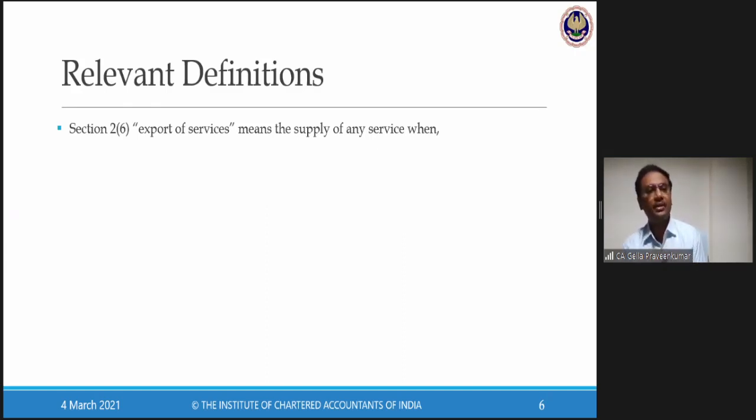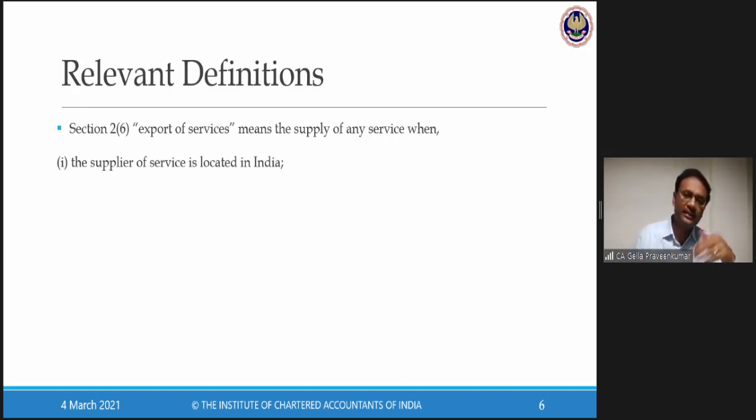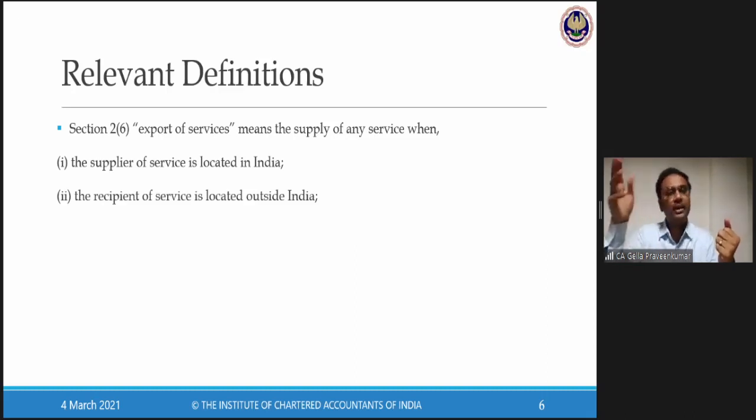Coming to my definition called export of services. This is one definition which is very important from my service tax law point of view. Why so? A lot of debate and misunderstanding happened with respect to this definition. This says whenever you say it is an export, my supplier of service is located in India. Only when service is triggered from India can I say it's an export. The recipient of service is located outside India. My supplier is in India, the recipient is outside India. Please understand.